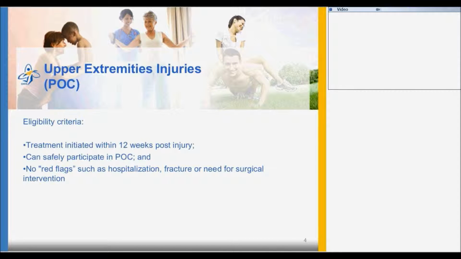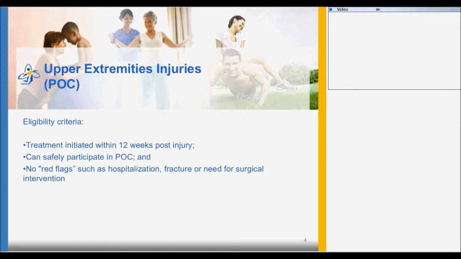In order for the patients to be included as a case for the demonstration project, there are several criteria that need to be met. Treatments must be initiated within 12 weeks of the initial injury or onset of pain. The patient must be diagnosed with one of the earlier mentioned conditions by a physician, athletic therapist, or other medical practitioner, and the patient must be able to safely participate in the treatment approaches described in the POC. They must not present with any evidence of red flags.